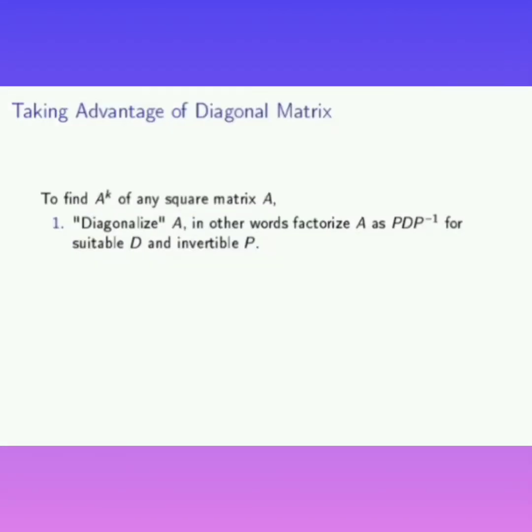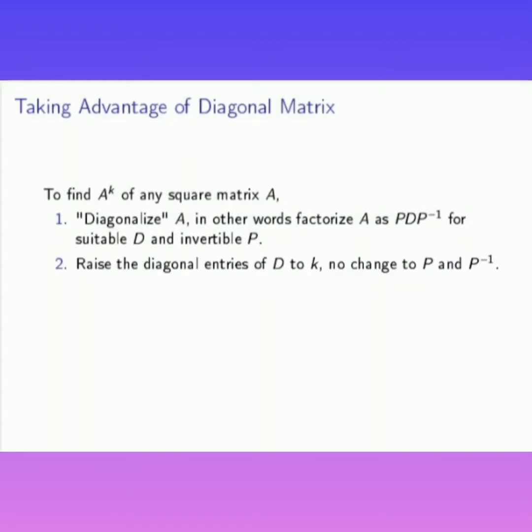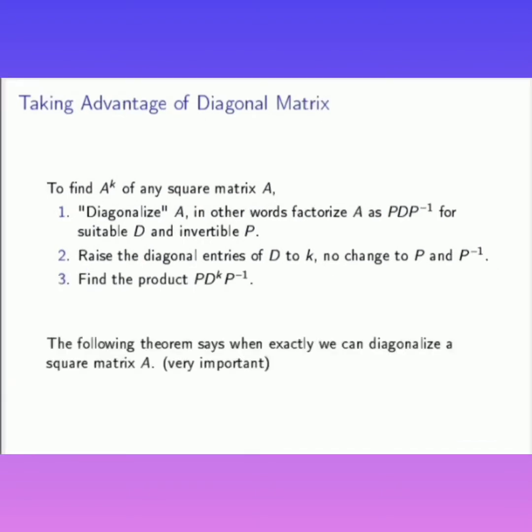Taking advantage of diagonal matrix, to find A power k of any square matrix A, diagonalize A, in other words factorize A as P D P inverse. For suitable D and invertible P, raise the diagonal entries of D to k, with no change to P and P inverse. And next find the product P D power k P inverse.